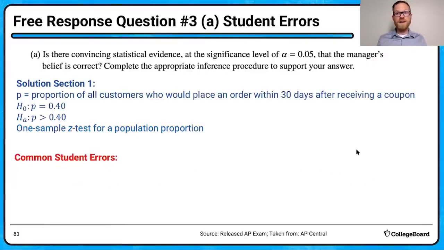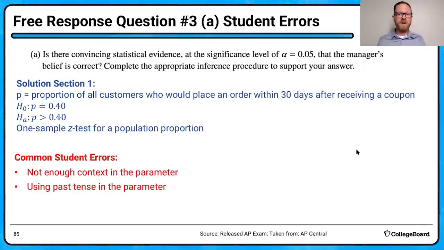So let's talk about some common student errors on this first part of the significance test. One that we see quite often, you're seeing this again, it's about context. You've got to have enough context. So just saying something like "customers" may not be enough. You want to include as much context as is given to you in the question.